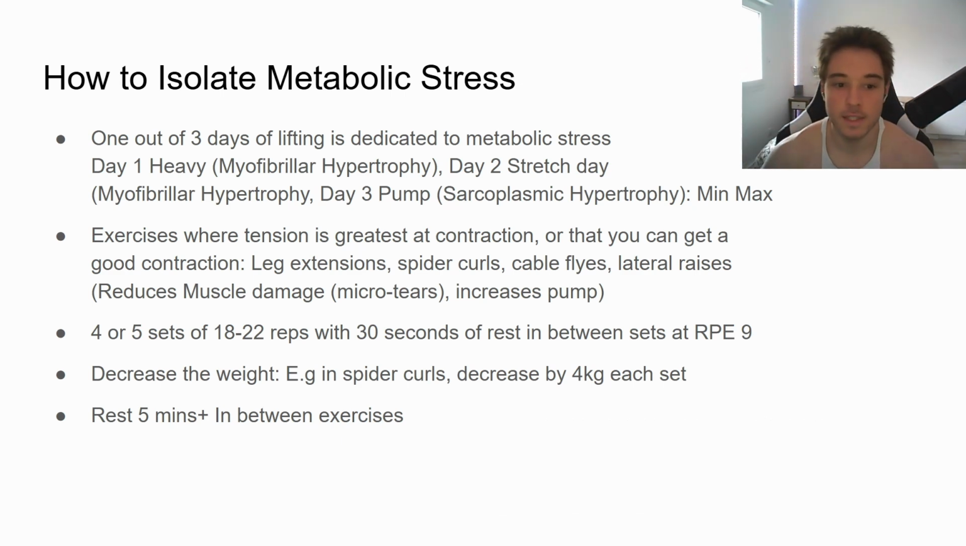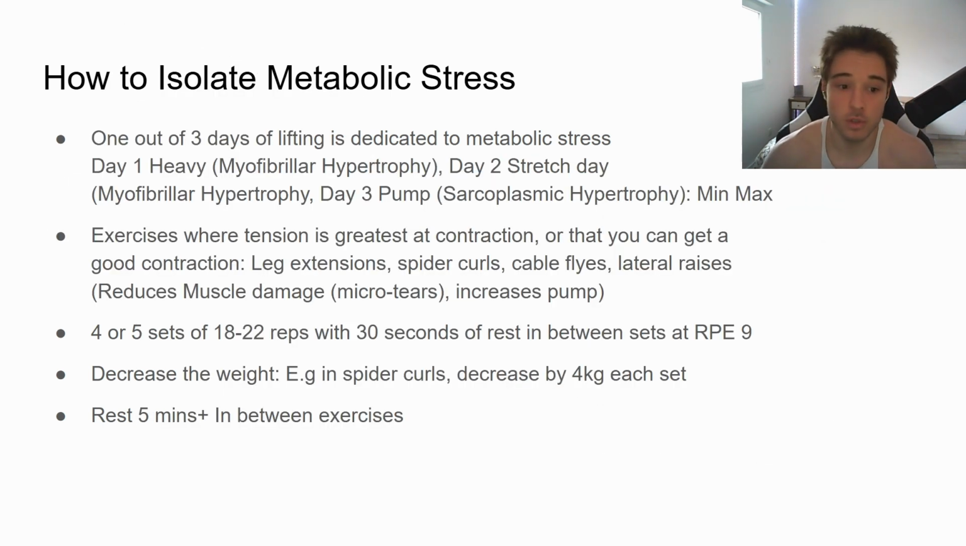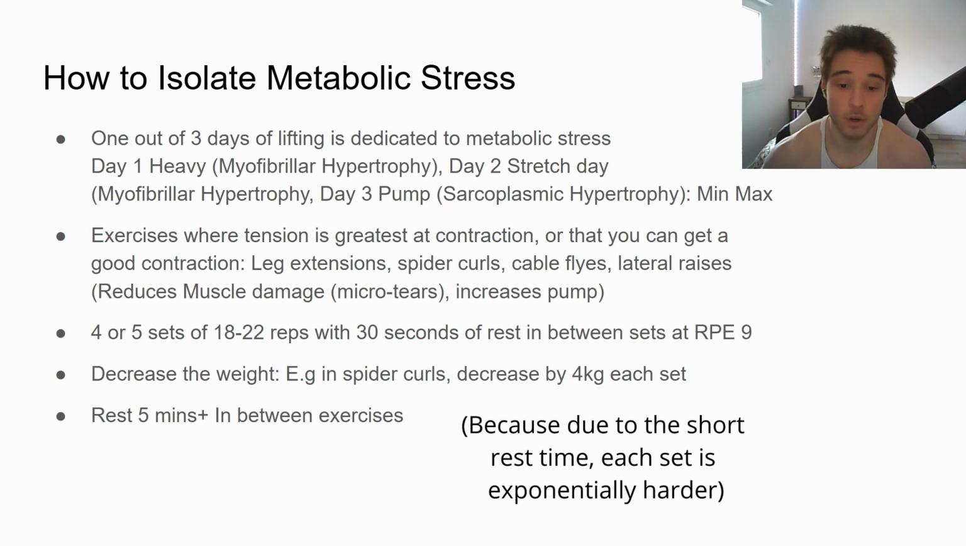And you want to do exercises where the tension is greatest at contraction. For example, leg extensions, spider curls, cable flies, lateral raises. This reduces muscle damage, the microtears, and increases the pump. You want to do 4 or 5 sets of 18 to 22 reps with 30 seconds of rest in between, all at RPE 9. And in order to achieve RPE 9 at those higher rep ranges, you want to decrease the weight. For example, in spider curls, I decrease the weight 4 kilos each set.